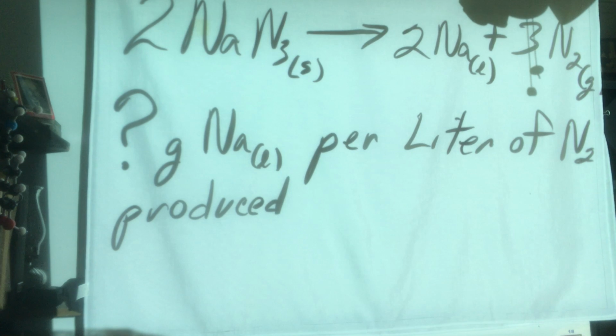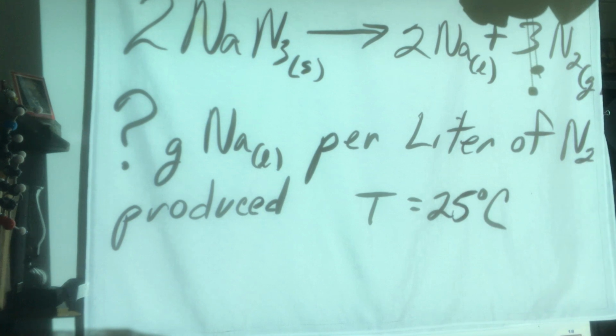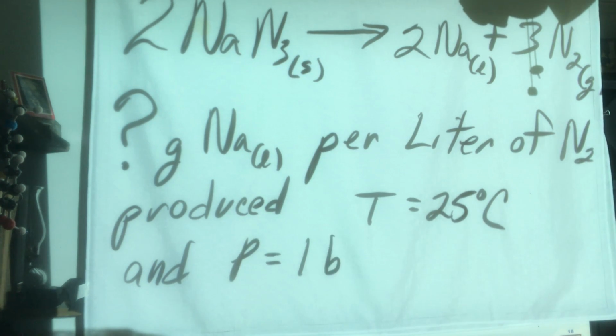Okay, so let's see here. How many grams of sodium liquid metal are produced per liter of nitrogen gas formed in the decomposition of sodium azide if the gas is collected at 25 degrees Celsius and a pressure of 1 bar. All right. So think about that for a minute.